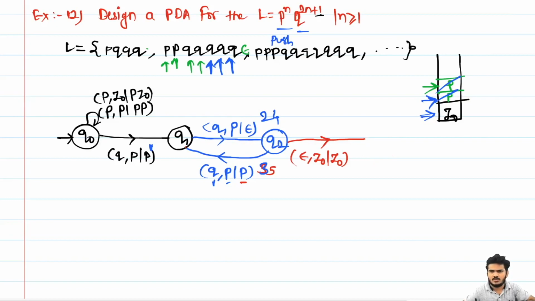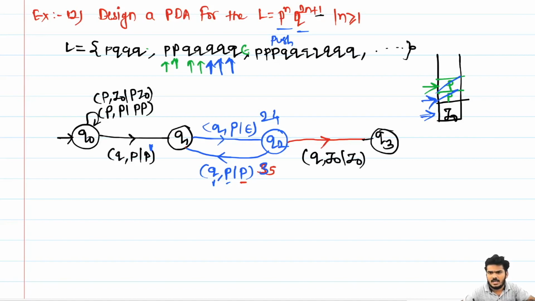I will not go directly to the final state. For this transition, when I am with Q as input and the top of the stack is Z0, I will keep that as Z0 only and I will move to the next state, that is Q3.